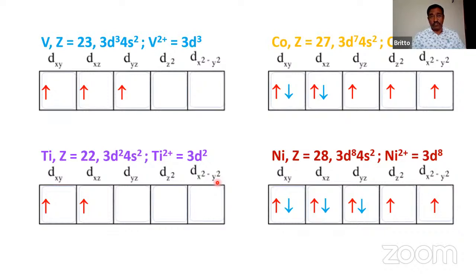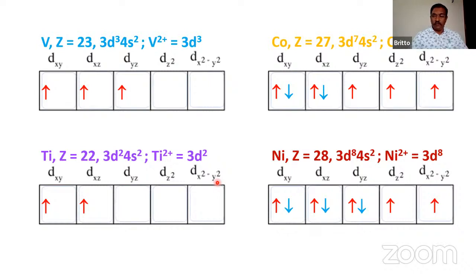The same applies to other configurations also. Titanium 2 plus: titanium atomic number 22, configuration 3d2 4s2, and in titanium 2 plus, when two electrons are removed, 3d2 configuration comes. Then compare nickel, atomic number 28, electronic configuration 3d8 4s2. So nickel 2 plus is 3d8. In titanium we have 3 empty orbitals, and in d2 configuration there are 2 unpaired electrons.